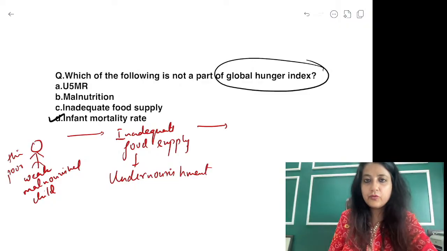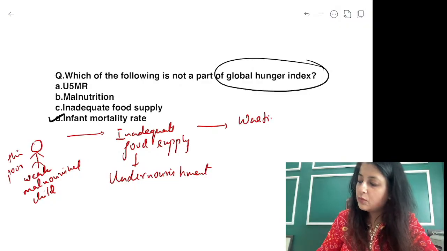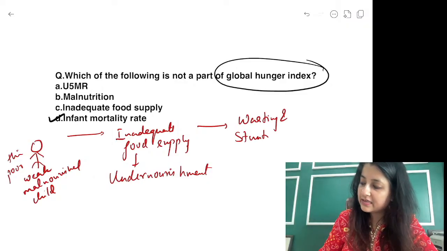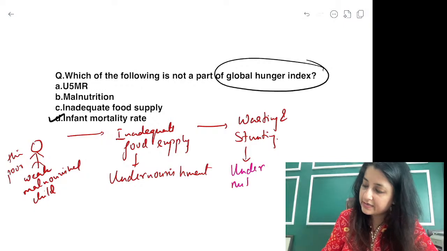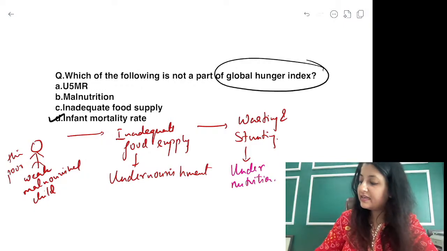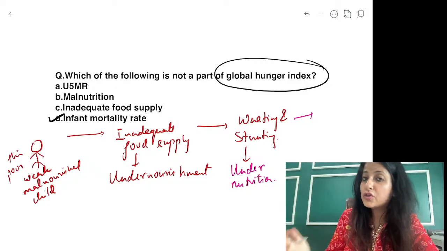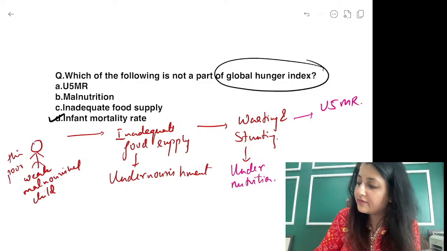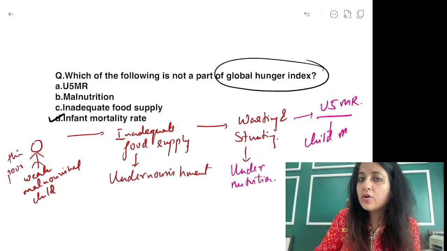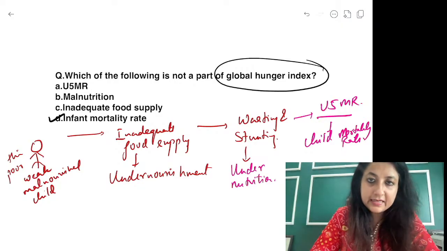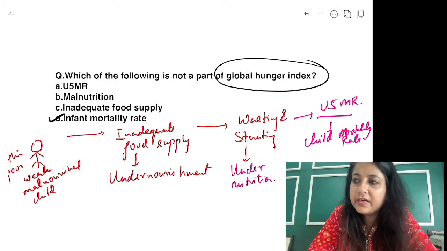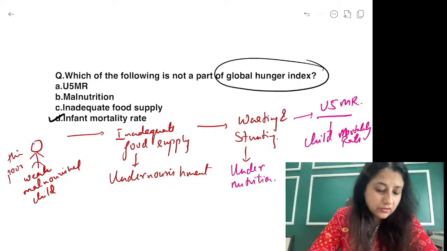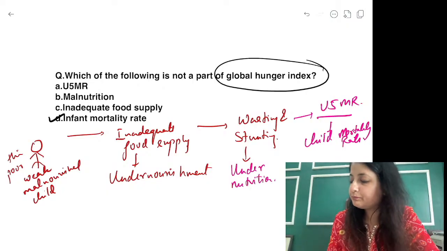Because of this inadequate food supply, what happens? It results in wasting and stunting. So what is this wasting and stunting, guys? Undernutrition. Now because of wasting and stunting, it can result in death of a child. Now the child is not necessarily 1 year old. We will go for the upper limit, U5MR, under 5 mortality rate, or you could also call it child mortality rate. Okay? So infant mortality rate is not a part of this.